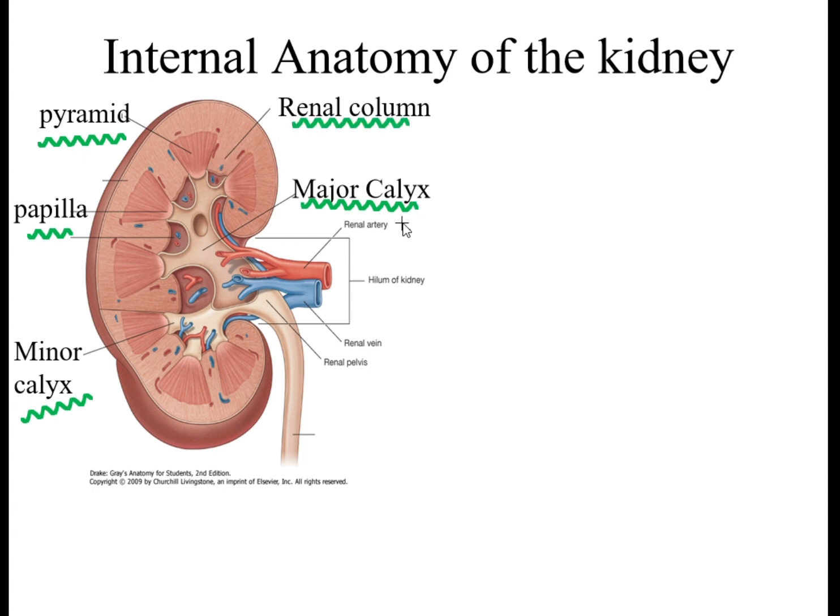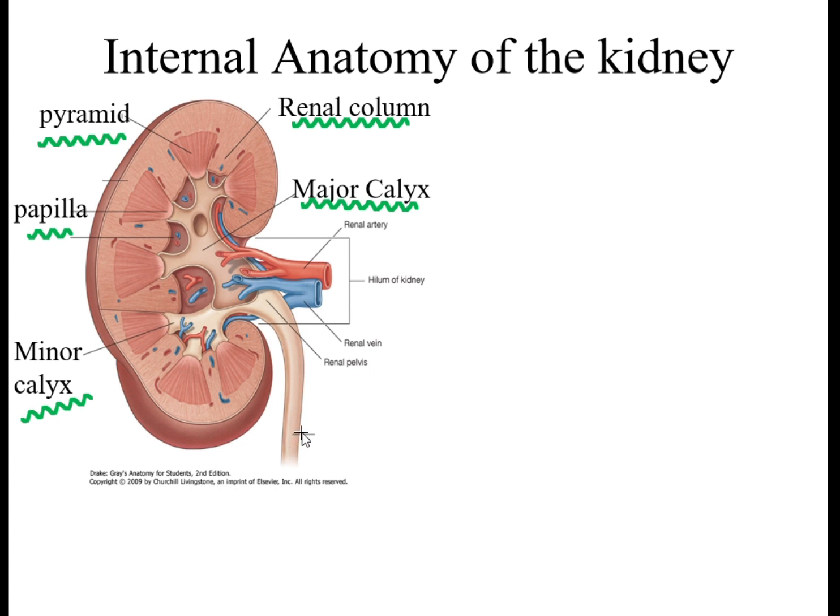As we know, these are the calyces, that is, major calyx and minor calyx. The part of the cortex present in the medulla is the renal column of Bertin. So here is the renal column of Bertin, and the outer part, we know, is the cortex. And this is the ureter.